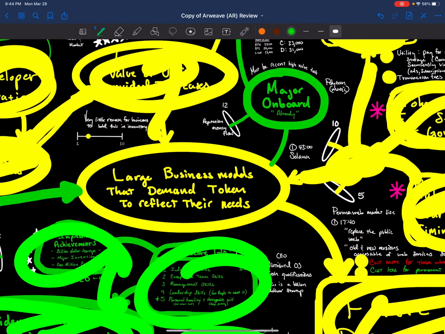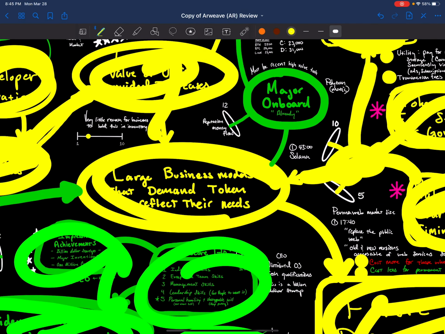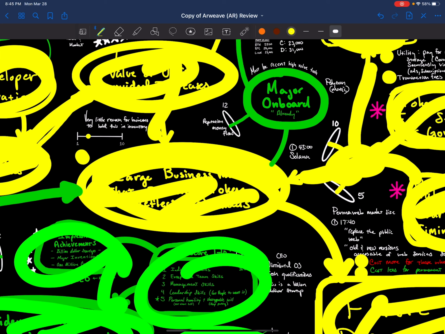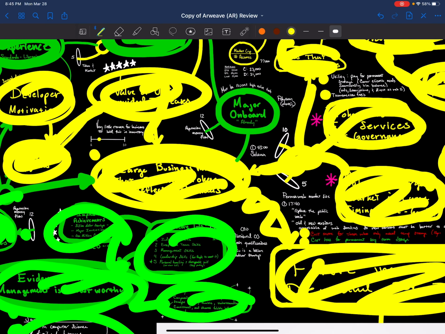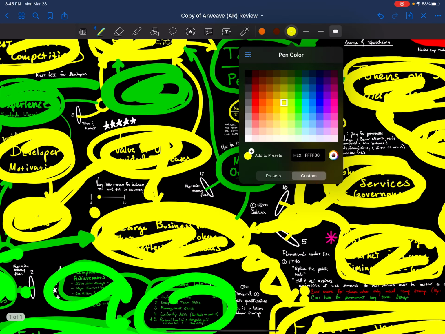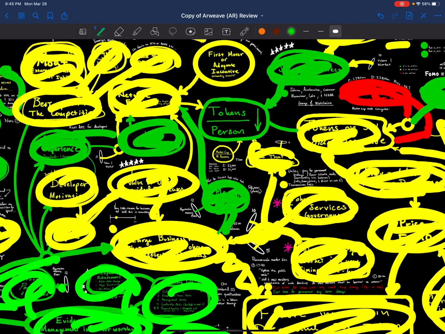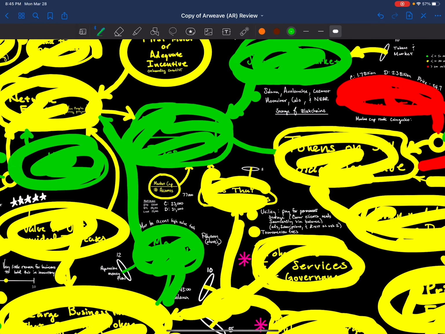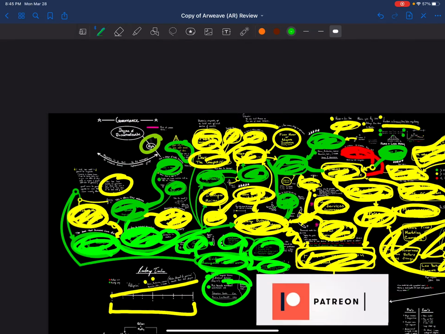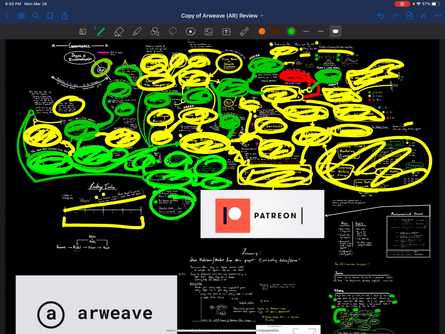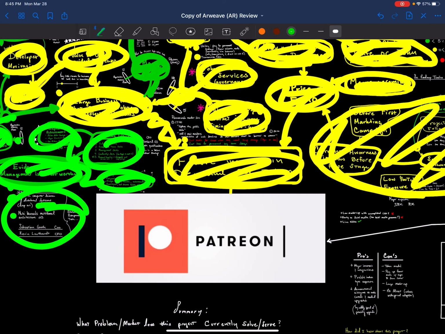Because of the token model, I put large business models that demand the token to reflect needs as somewhat low. So I don't expect large business entities to want to hoard this token, so to speak. But they could use it for their services. A major onboard, Polygon, Solana, all these entities. So it does have major onboards. Tokens per person to go down, I did put that as bullish. And so that is those. That's the model, okay? In the model, you could see the output is a neutral response.